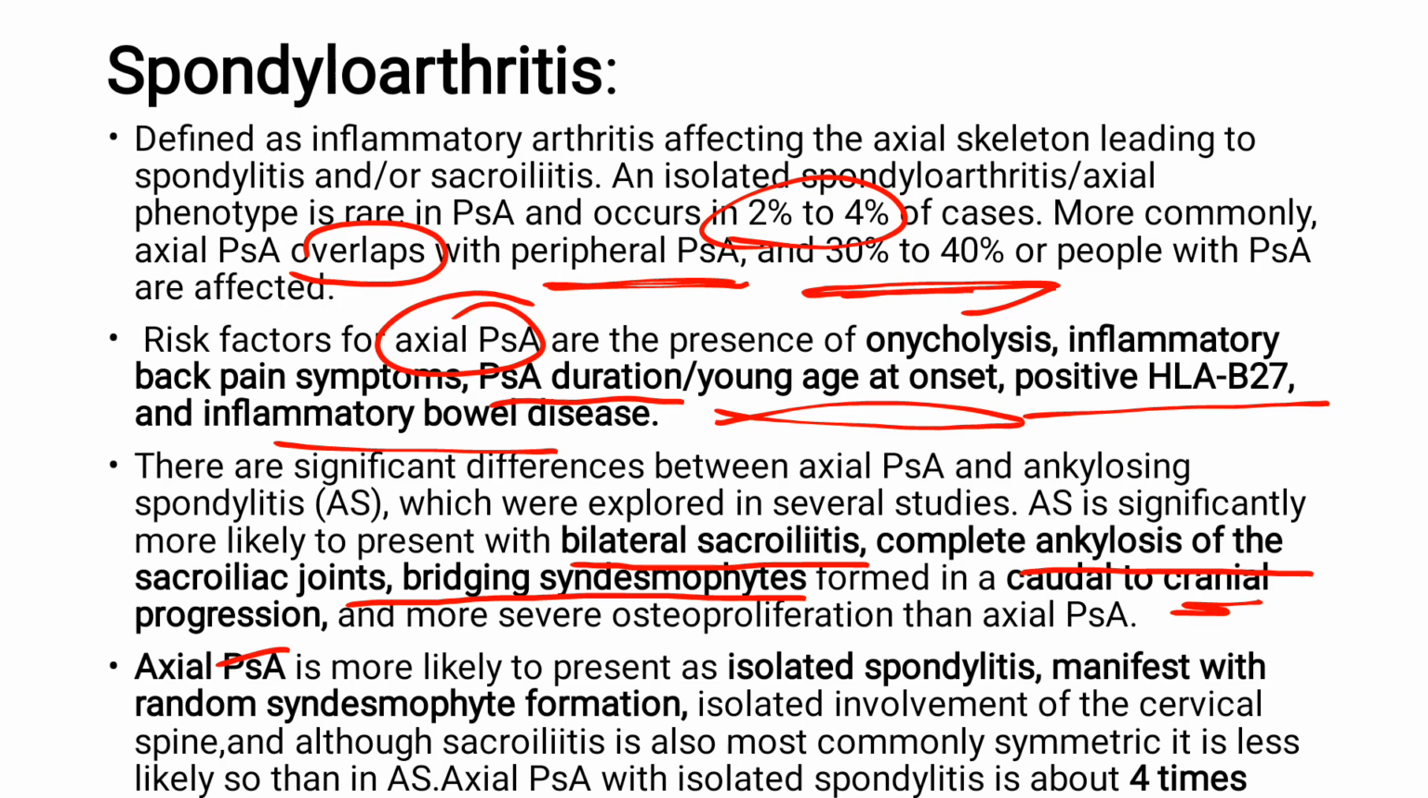Axial psoriatic arthritis is likely to present with isolated spondyloarthritis, whereas in ankylosing spondylitis, bilateral sacroiliitis is seen, manifest with random syndesmophyte formation in axial psoriatic arthritis and isolated involvement of the cervical spine. Although sacroiliitis is the most common symmetric, it is less likely than in ankylosing spondylitis. Axial psoriatic arthritis with isolated spondylitis is 4 times less common in axial psoriatic arthritis.